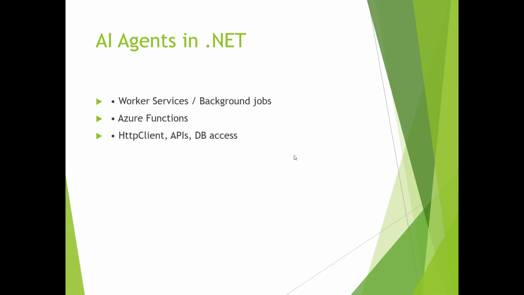The agent will give us the desired result. In .NET, AI agents are used in worker services and background jobs. In background jobs, for example, once a file is uploaded, that upload is an action, and on behalf of that file being uploaded, the agent can act.